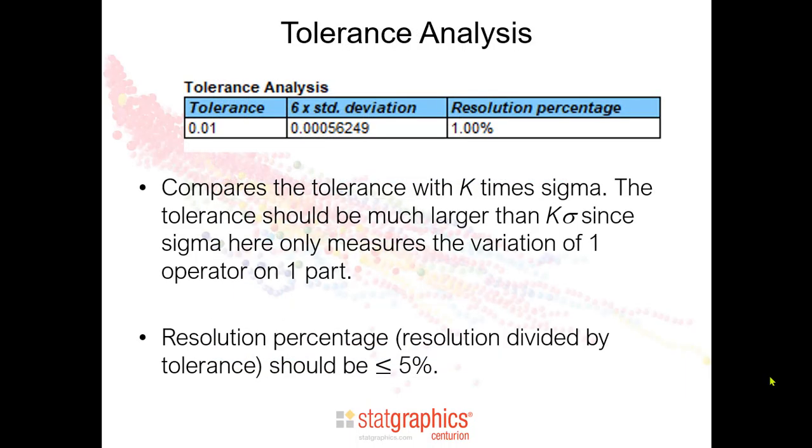The tolerance analysis compares the tolerance with K times sigma. The tolerance should be much larger than K sigma, since sigma here only measures the variation of one operator on one part. Sigma will be considerably larger when we do a full Gage R&R study. The resolution percentage, which is the resolution divided by the tolerance, should be no more than 5%.